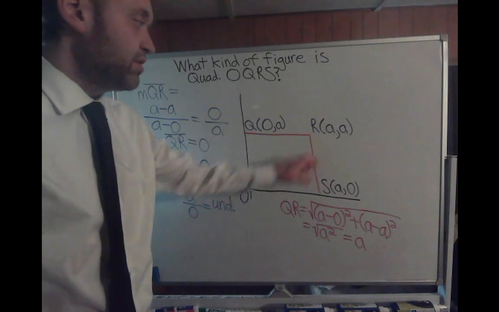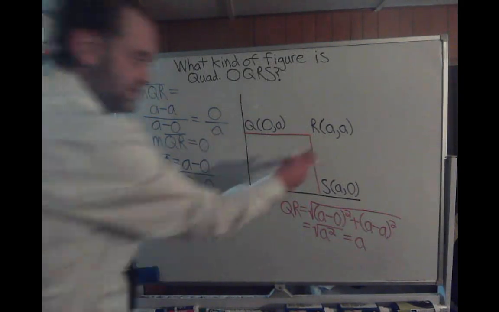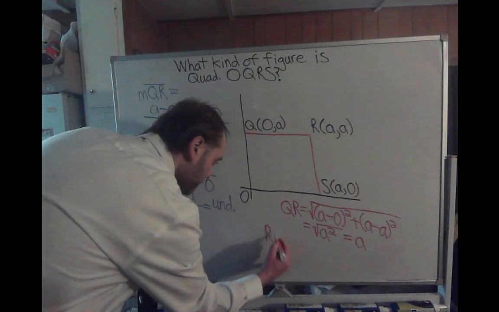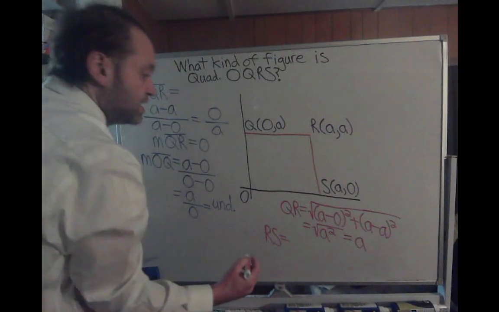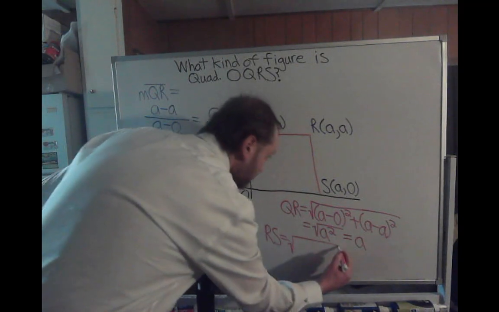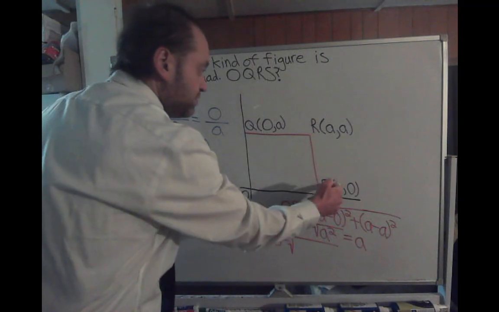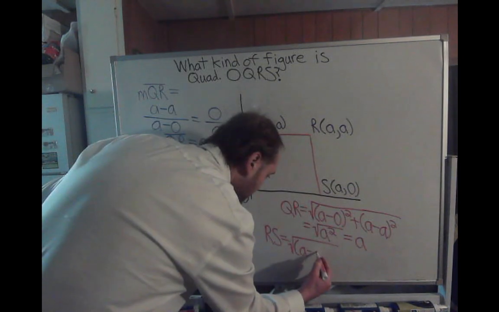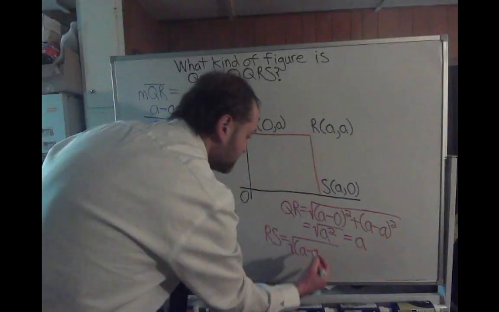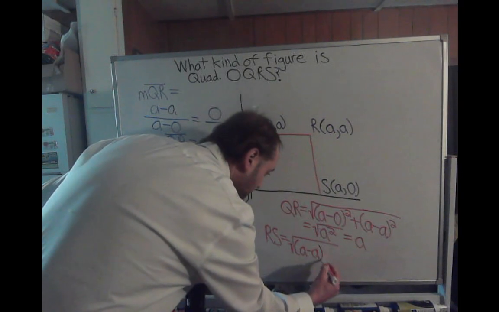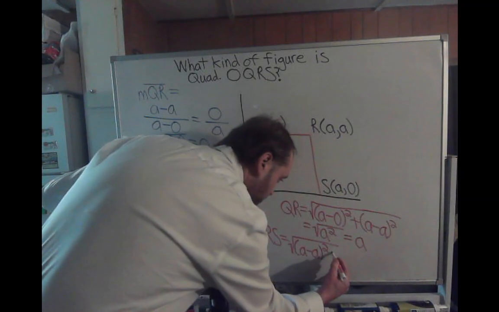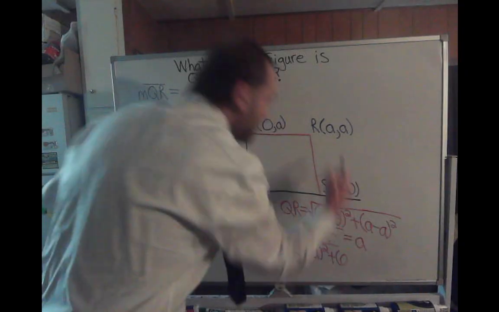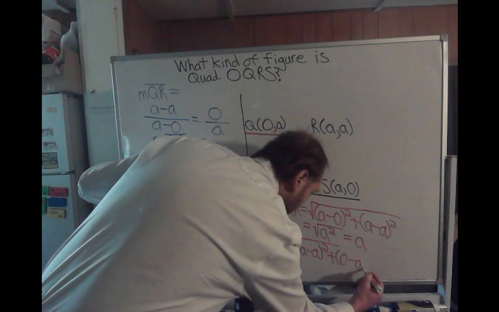Now, what if we want to find RS? That's the next consecutive side of this quadrilateral. So for RS, we'll take our distance formula. We'll take the x2 of A minus, I'm sorry, minus the x1 of A. So you'd have A minus A squared, plus your y2 of 0 minus your y1 of A squared.